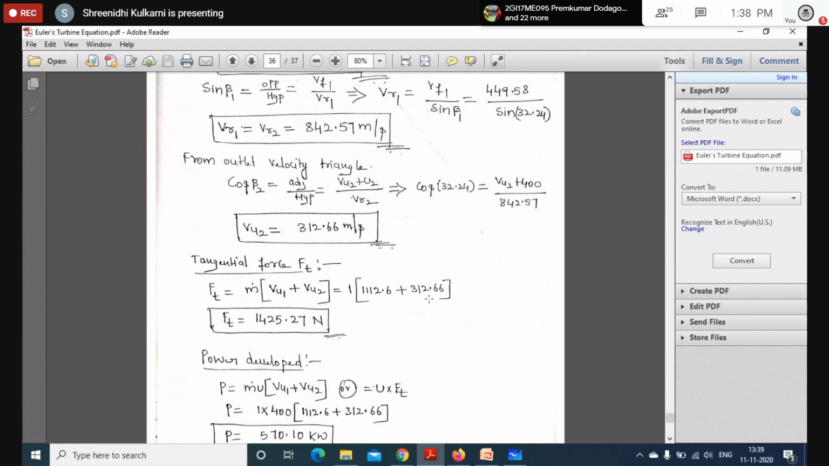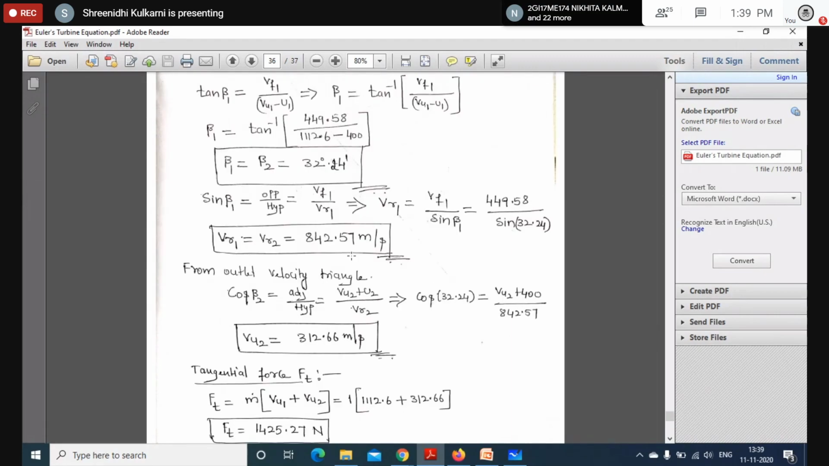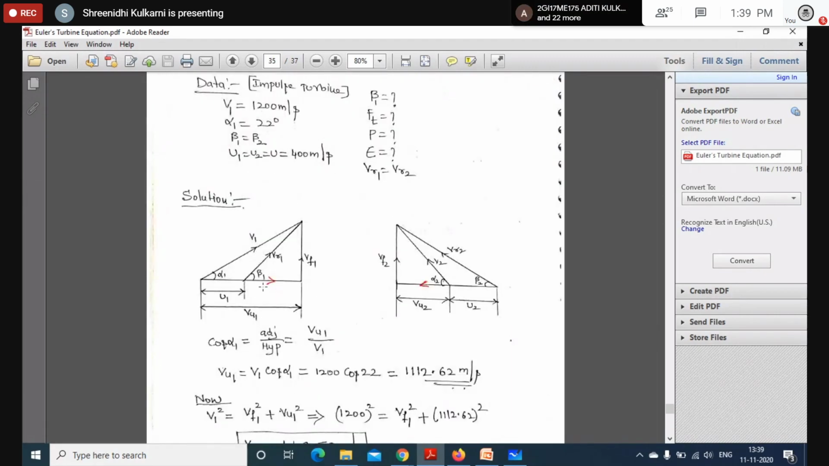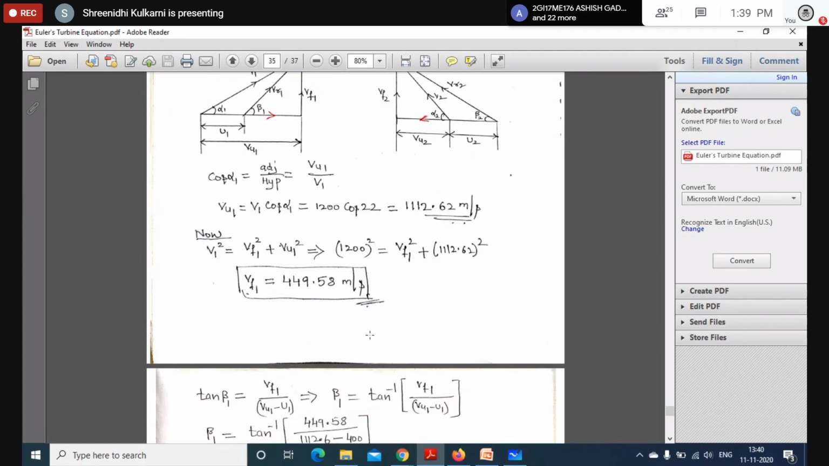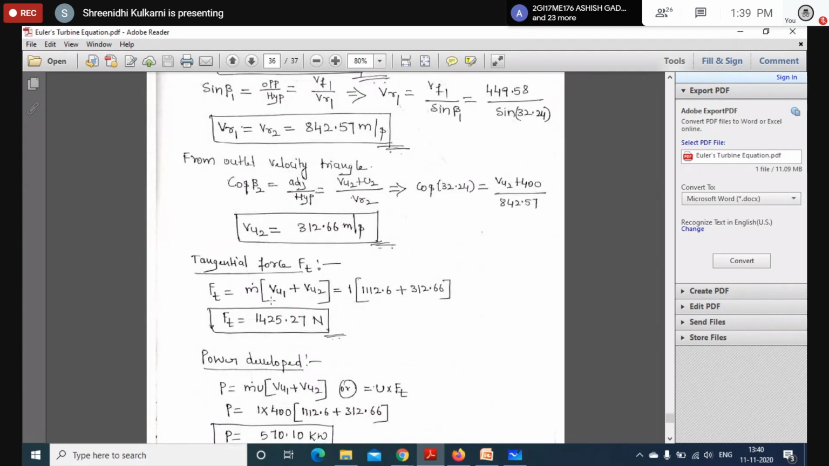So next, find out what is tangential force, Ft. Here we write tangential force as M into Vu1 plus Vu2. Why is it positive? Because whatever Vu1 and Vu2, they are in opposite directions. If they are in opposite directions, we will get positive. Done, sir. So tangential force.